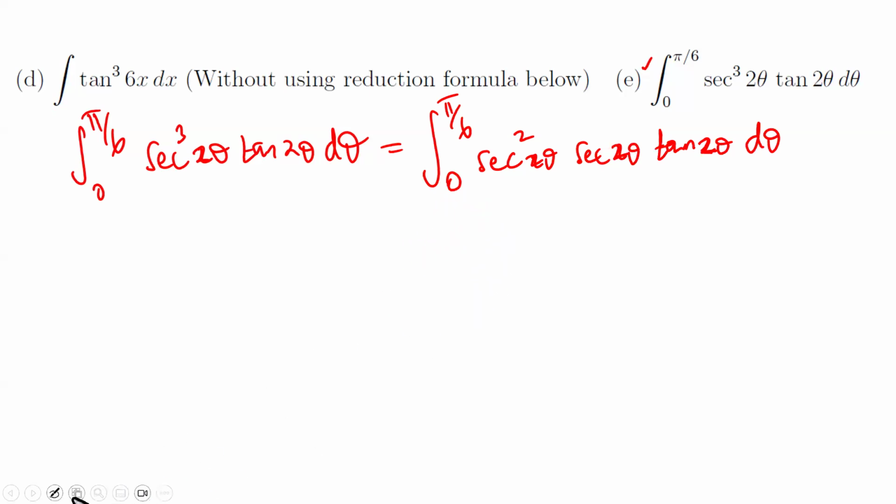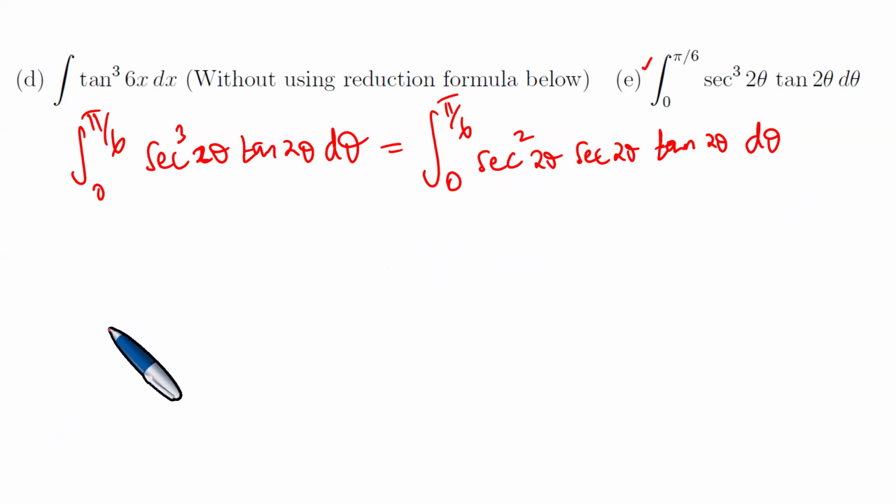Okay, so we have this. We know that the secant cubed can be written like this: as the secant squared, and then times the secant.